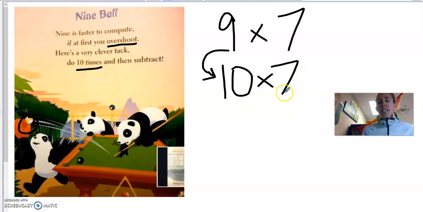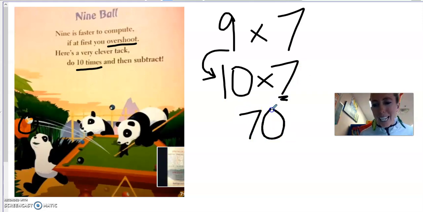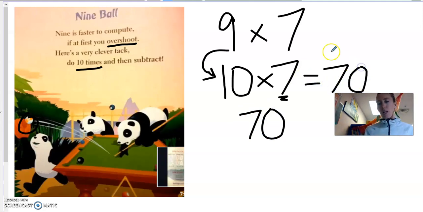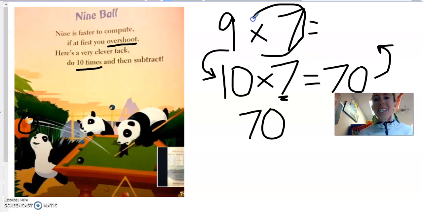10 times 7 is the same thing as 7 tens. And using place value, 7 tens would just be 7 with a 0 at the end. So if 10 times 7 is 70, then we can figure out 9 times 7. So what do we do? Well, 9 is 1 less than 10. So we need to take away what here? Not just 1. We have to take away 1 set of this, 7. Because here is what we actually did.